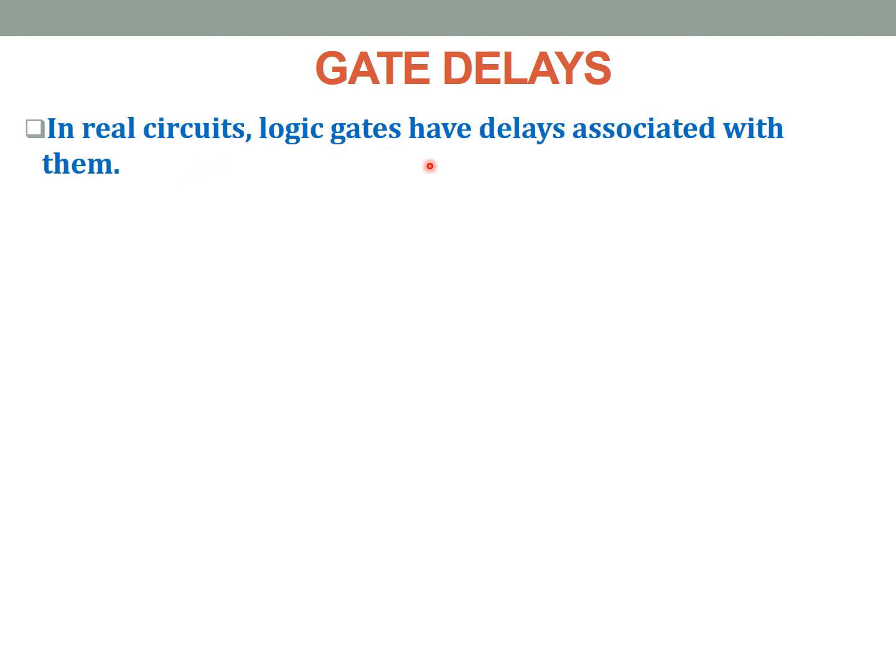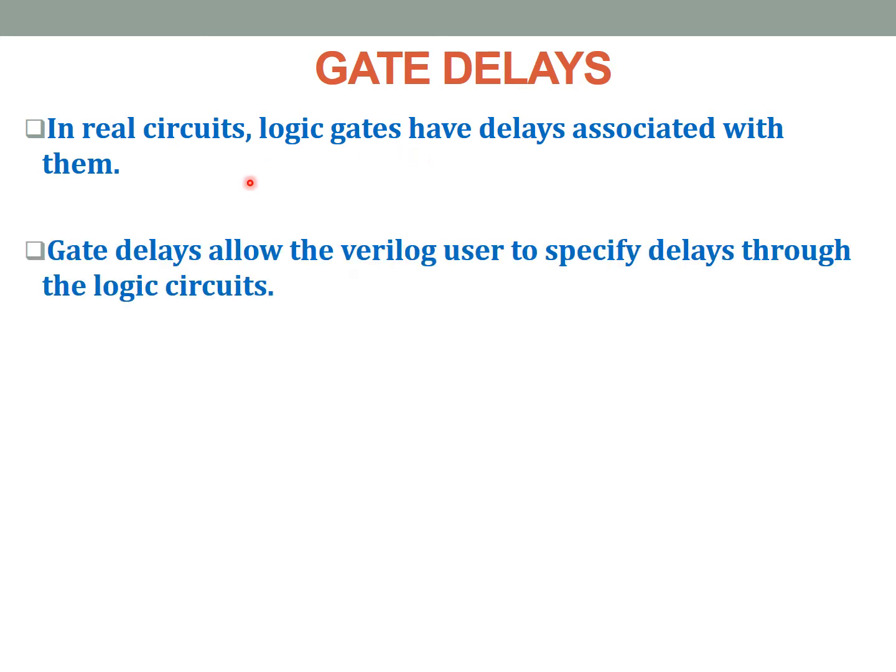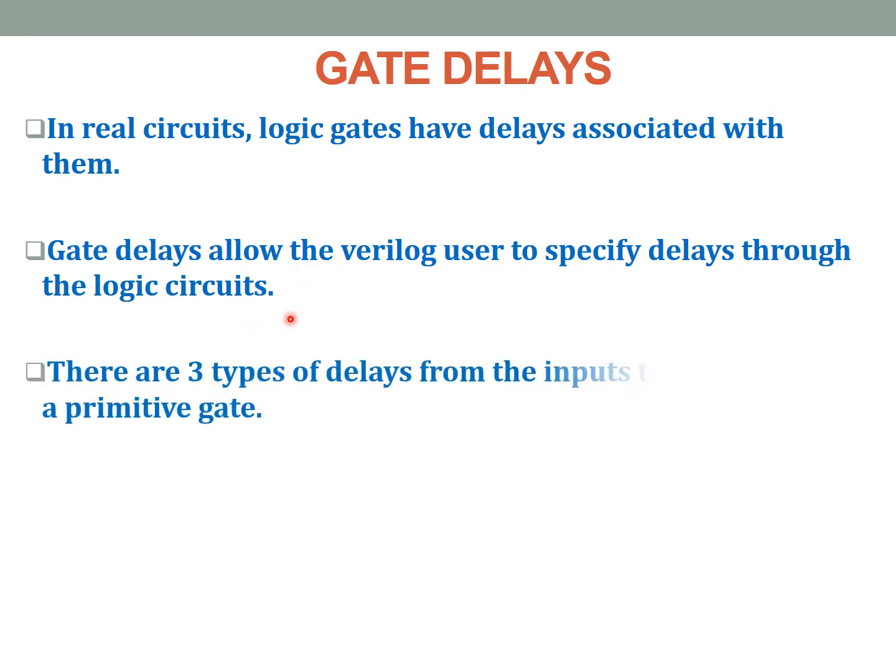We know that in real circuits, the logic gates have certain delays associated with them. Gate delays basically allow the Verilog user to specify delays through the logic circuits. There are three types of delays from the input to the output of a primitive gate in Verilog. They are namely the rise delay, the fall delay, and the turn off delay. Let us understand each of these delays with an example.